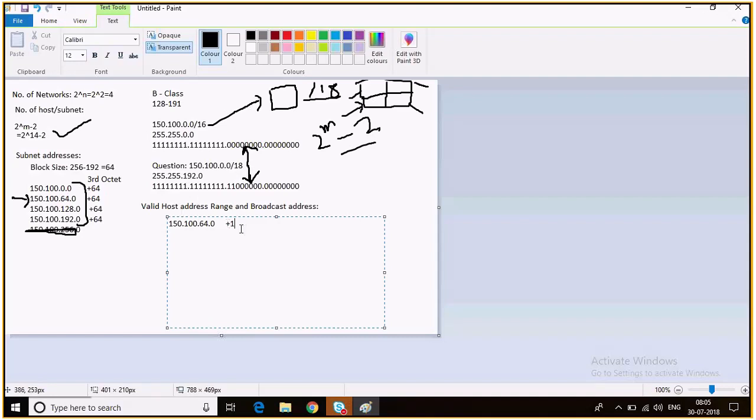But when I'm trying to find out the valid hosts, I'll add one, and one is always added to the rightmost octet. So I'll add one here and I'll get something. Don't write it as 65.0, which is absolutely wrong.